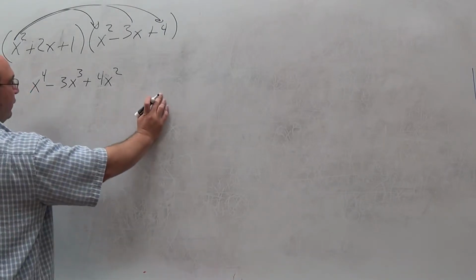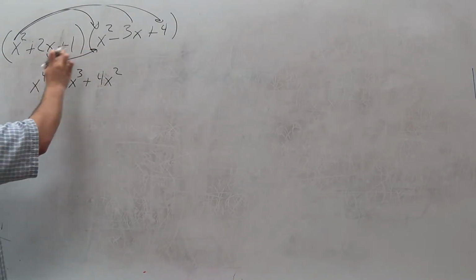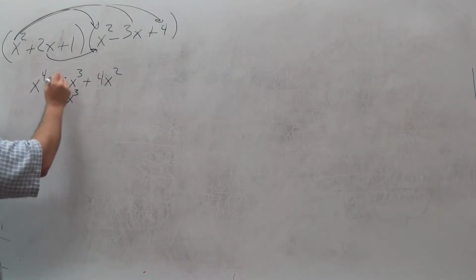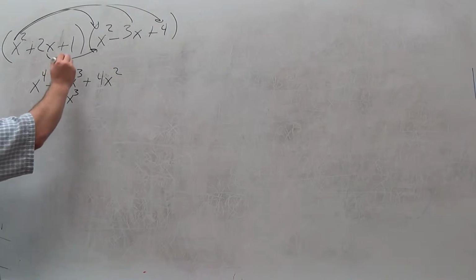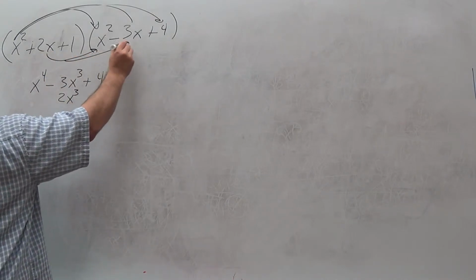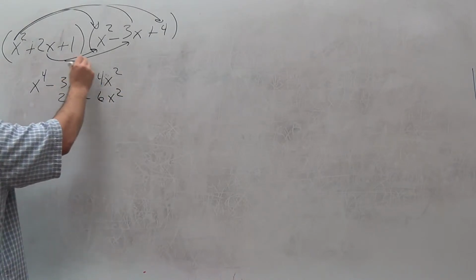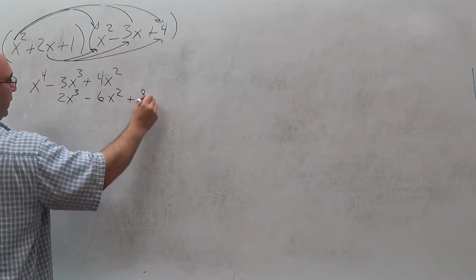So this is my first row here. Now I go ahead and go with the 2x. Well, 2x times x squared is going to give me my 2x cubed. Notice that I've got the x to the 4 here, but I don't have an x to the 4 coming out of my multiplication, so I'm essentially just lining them up as they need to be in order to add them a little easier. So the 2x times my negative 3x is going to give me a negative 6x squared. And 2x times my 4 is going to give me an 8x.